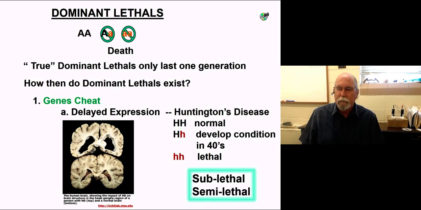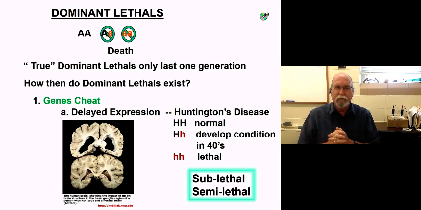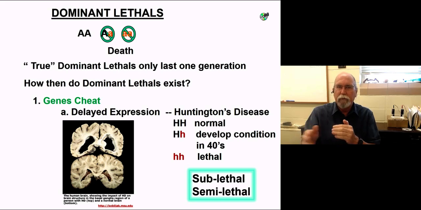Now, another part that plays into cheating here is what would be called genes that are sublethal or semi-lethal. These are terms that you will see. Sublethal means that it's not fully lethal. It may debilitate you, and it may eventually kill you. Sometimes Huntington's is considered that way because it's a slow, debilitating system. Semi-lethal means that not everybody that gets the allele dies from it. We'll talk more about that in a moment in terms of penetrance.